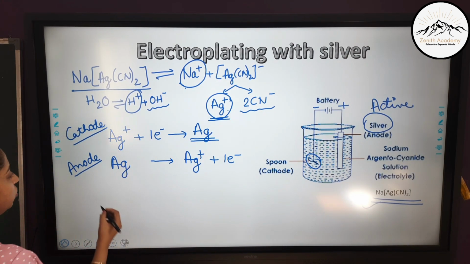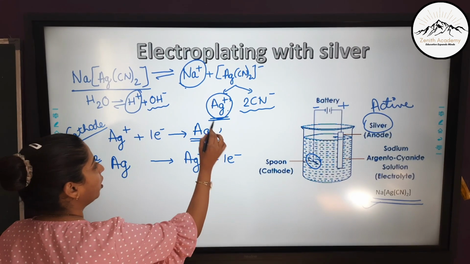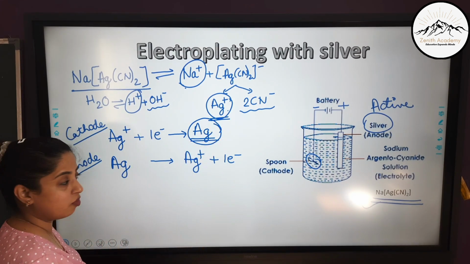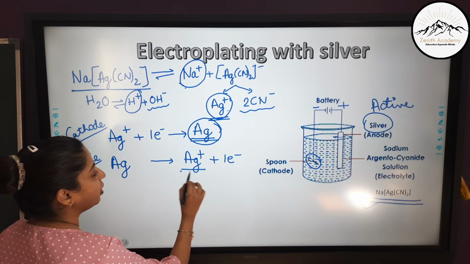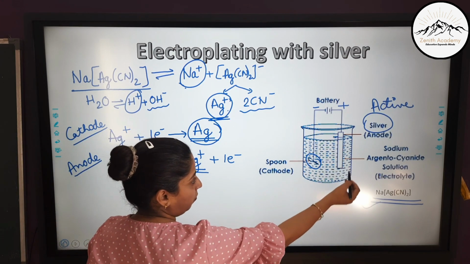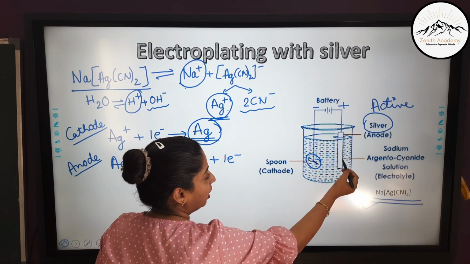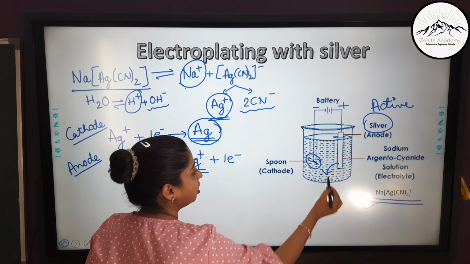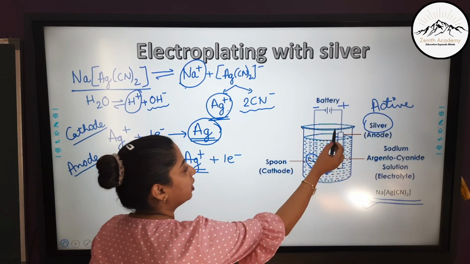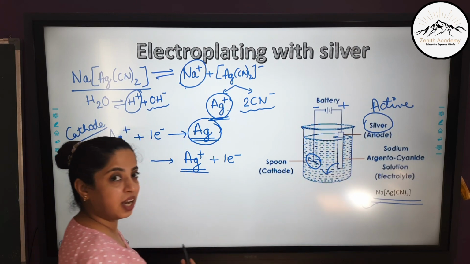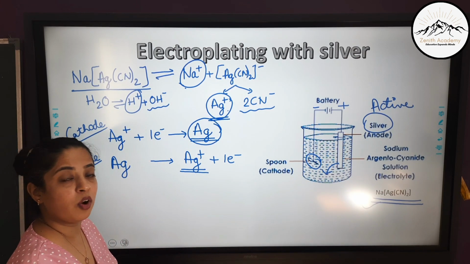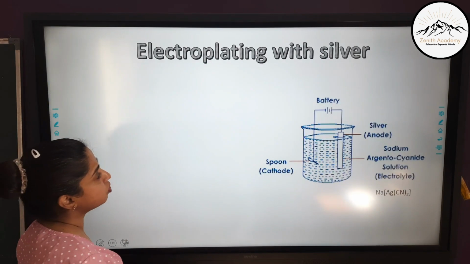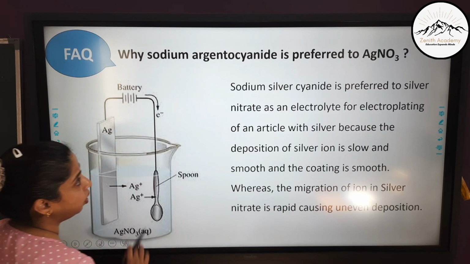So at cathode what are you getting? Deposition of silver. At anode what is happening? This silver metal atom is converting into ions and these ions are getting into the solution. So it keeps on decreasing in mass and that is why it has to be replaced periodically. So that was all about electroplating with silver.